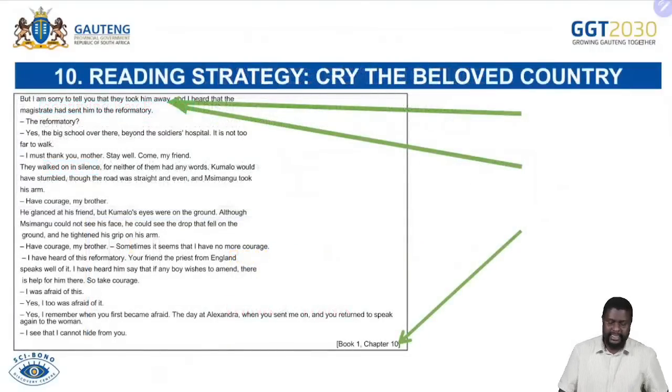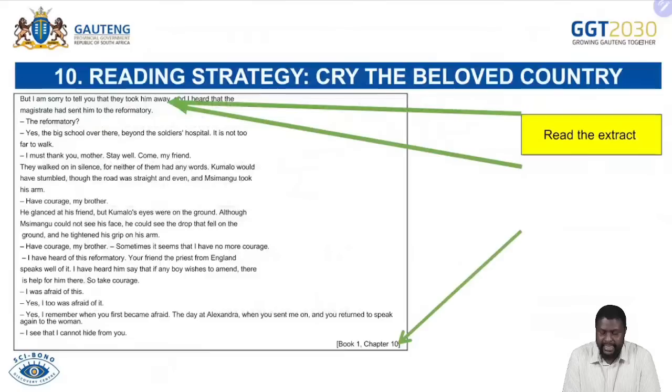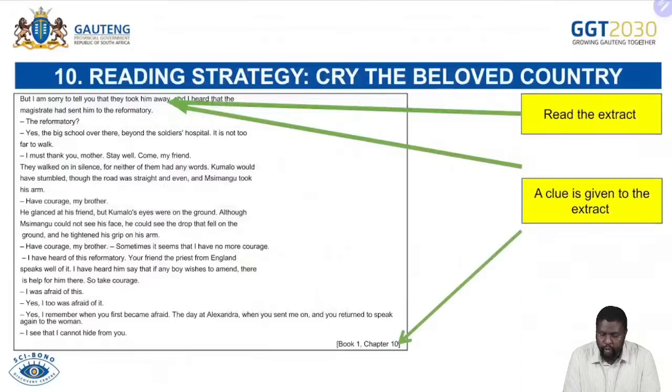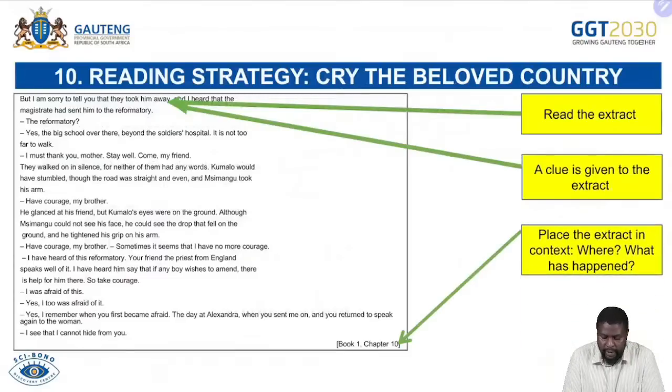Now, let us look at the reading strategy. You can see here, Cry, the Beloved Country. The first one, you must read the extract. Read the extract before you start answering the questions. Number 2, a clue will be given in the extract: "but I'm sorry to tell you that they took him away and I heard the magistrate had sent him to the reformatory." Read the extract thoroughly. And then you see on the bottom: place the extract in context.